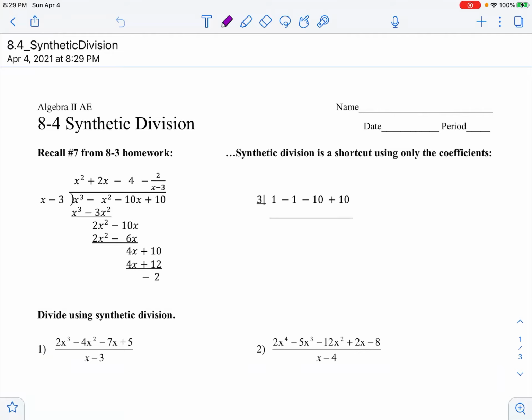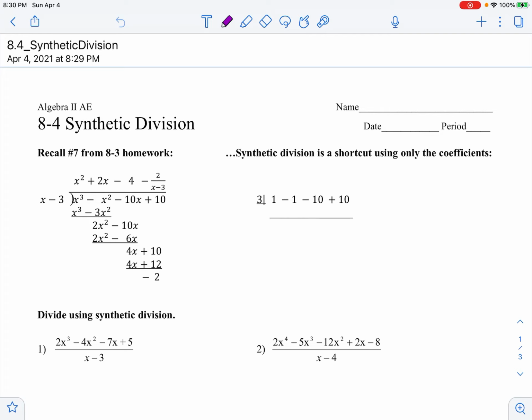Today we're going to talk about synthetic division, which is section 8.4. When we learned long division, I told you that we were going to learn kind of a shortcut, and you were going to hate me for doing the long division out. But it is still important to know.